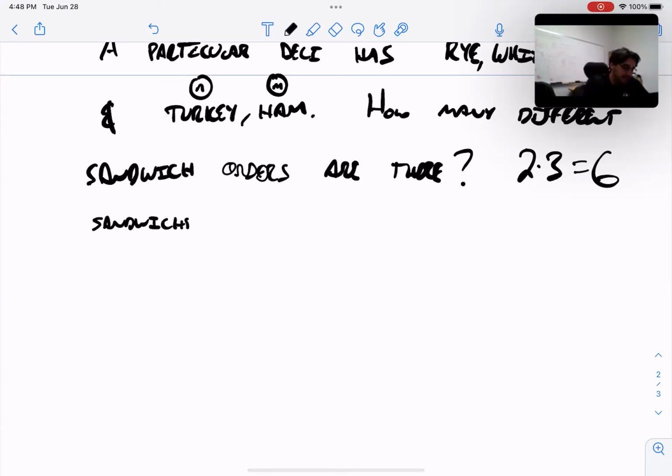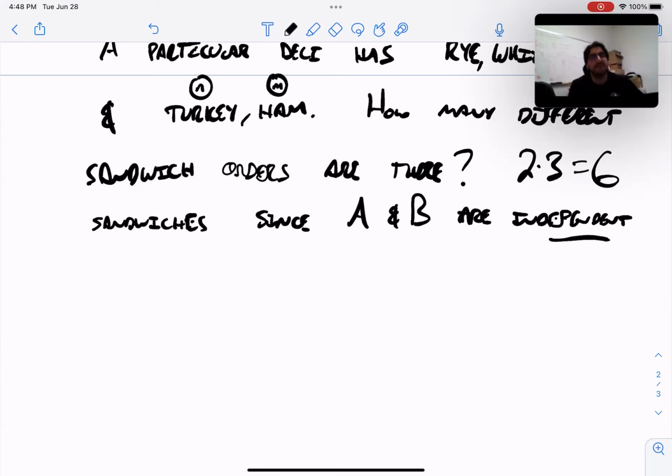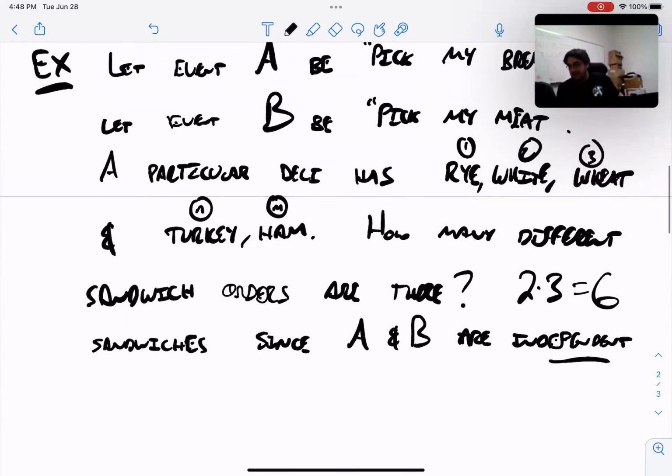Now, one thing I want to talk about a bit in this example is this idea of independence, right? So what do I mean by independent? I mean that I can mix and match any bread with any meat, right? There isn't some restriction at the deli that says if you pick white, then you're not allowed to pick ham anymore. I don't somehow limit my options for B based on what happened with A. So that's where independent comes in. Independent means I can mix and match however I like.